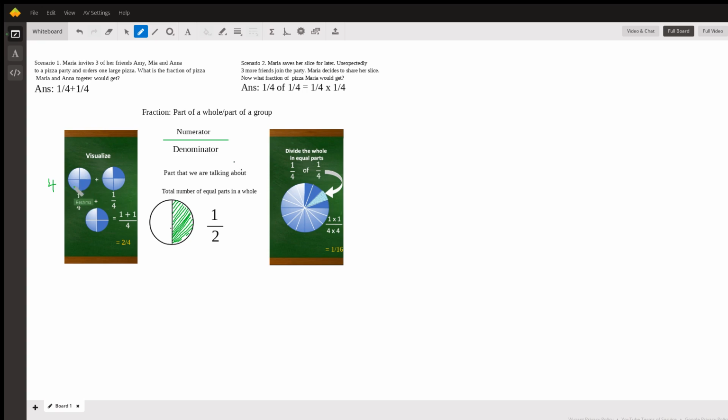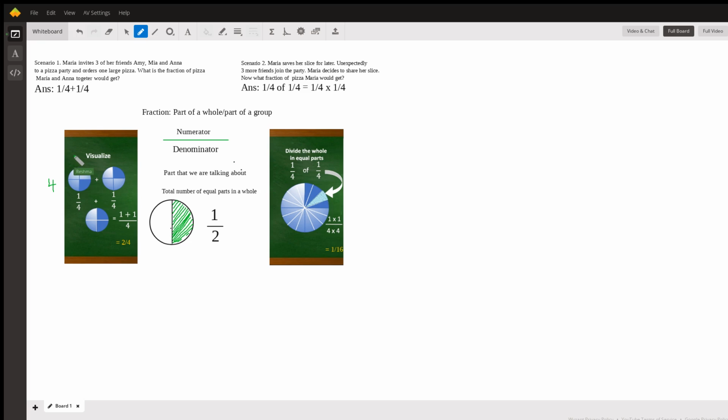And what is the fraction of pizza Maria is going to get? Like we talked about, our numerator is the part that we are talking about. That means each one is going to get one of these 4 slices. So Maria is going to get 1/4. Amy would get 1/4, Mia would get 1/4, and Anna is going to get 1/4. Now our question is, what fraction of pizza would Maria and Anna together get? So that would be 1/4 plus another 1/4.